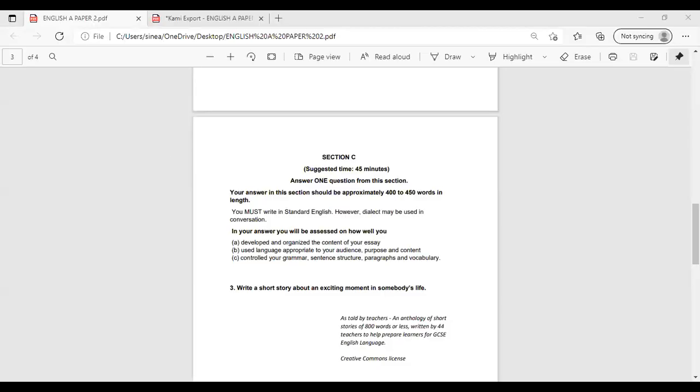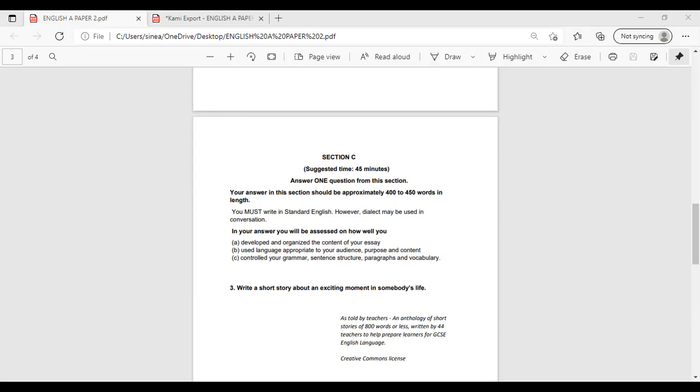Let's look at section C now. And section C is the narrative writing, which is a short story, right? So the following criteria will be used to assess the composition. And section C is really a bit different from section A and B, simply because they are testing you on your content. Content is important here, because they want to be able to see that you are able to present a story, right?